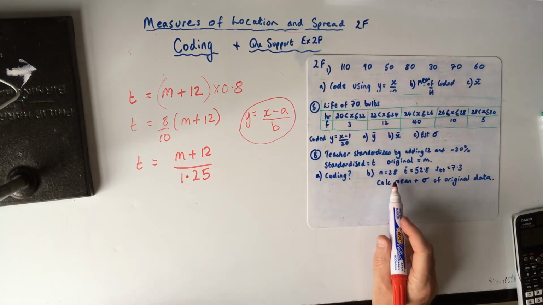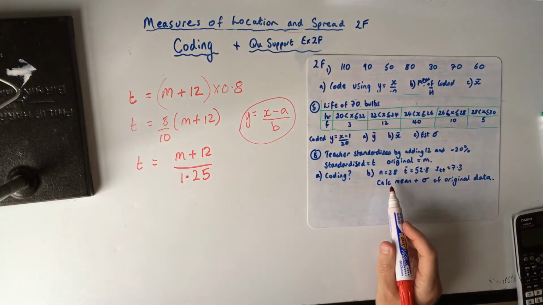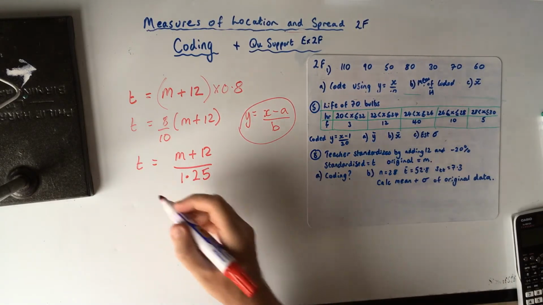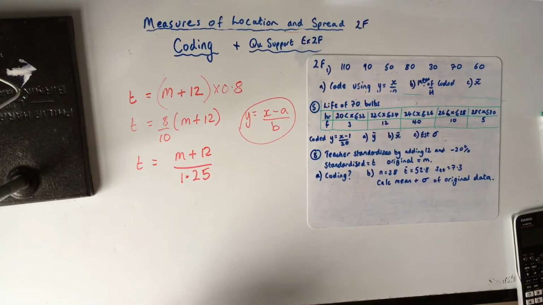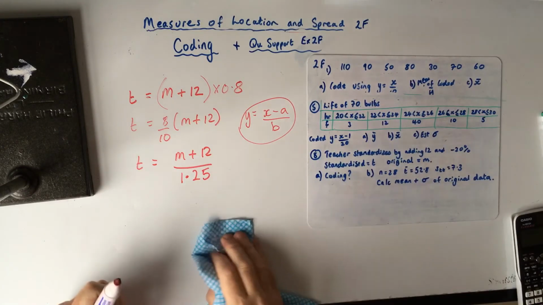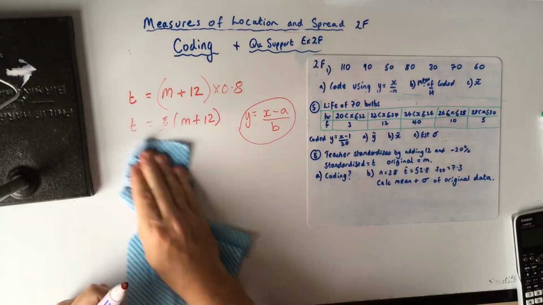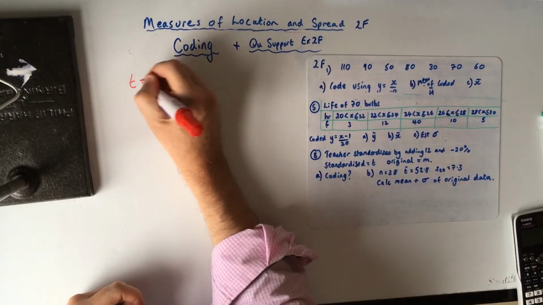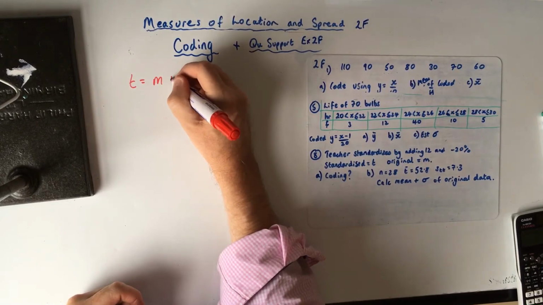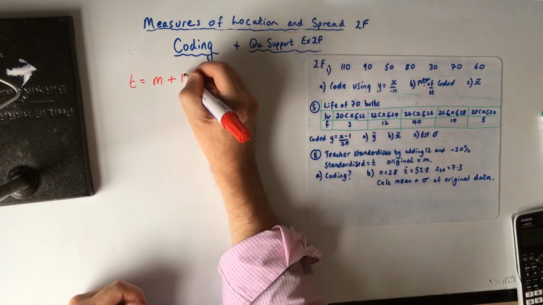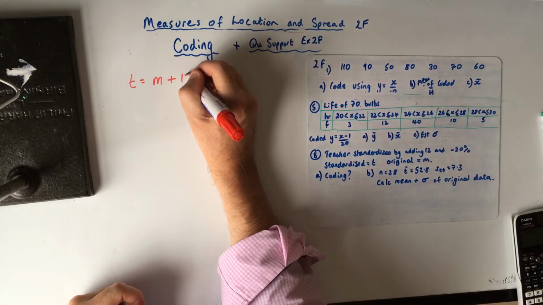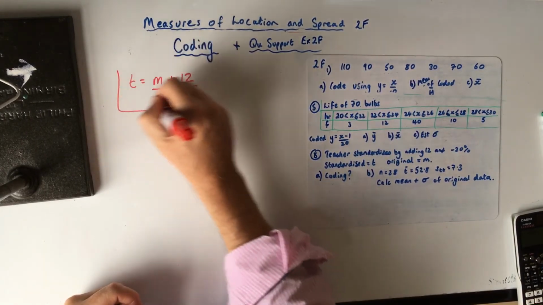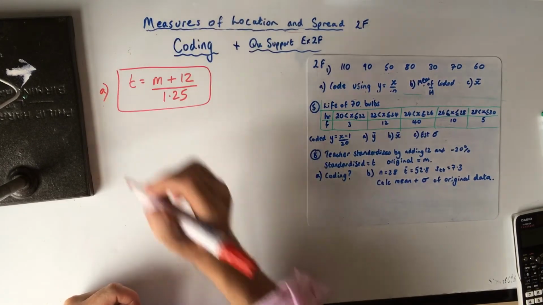Okay, so now it's giving you some summary information. Let's just move that up. T, M. So can you remember that? So T is equal to M plus, what did she do? She added 12 and found 80% by dividing by 1.25. So that's the answer to the first part of A, the coding one.